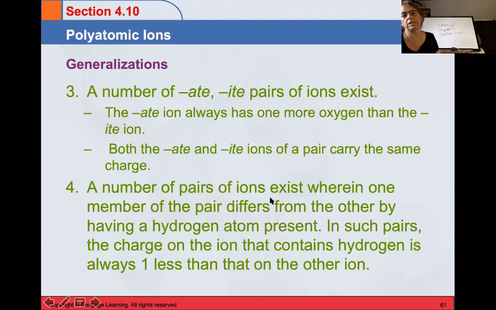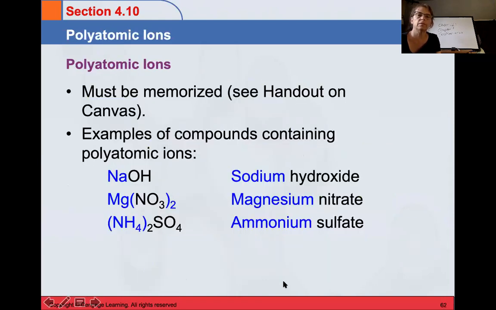The number of pairs exists where one member differs from the other by having a hydrogen present. And the ones that have the hydrogen always, the charge is always one less than the other. So do memorize your polyatomic ions. They're in the handout on Canvas.